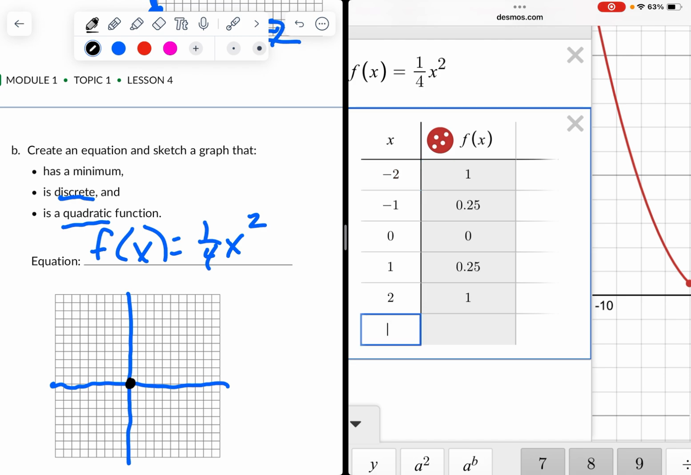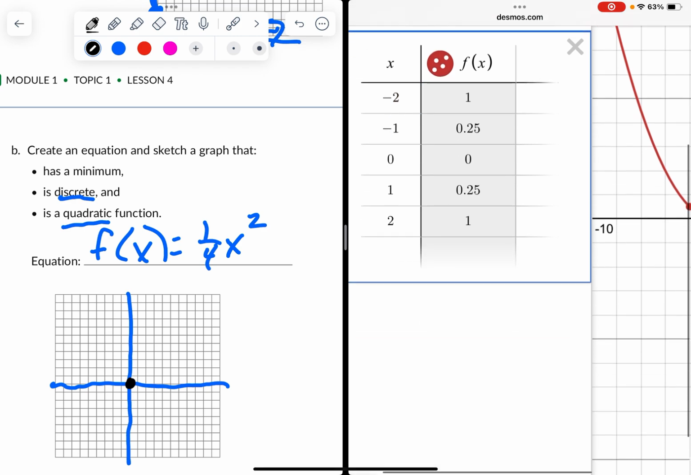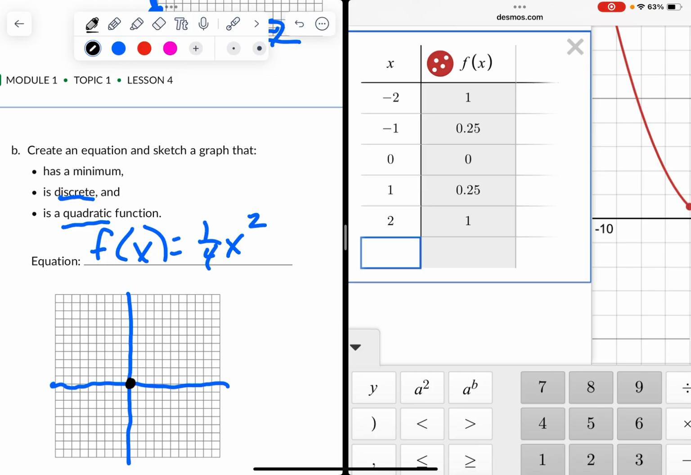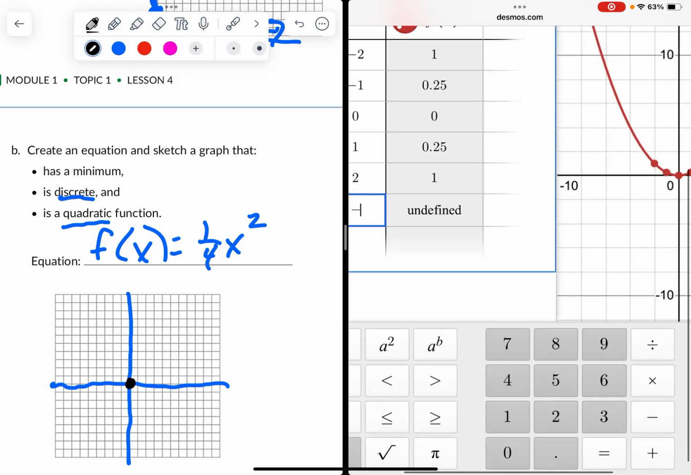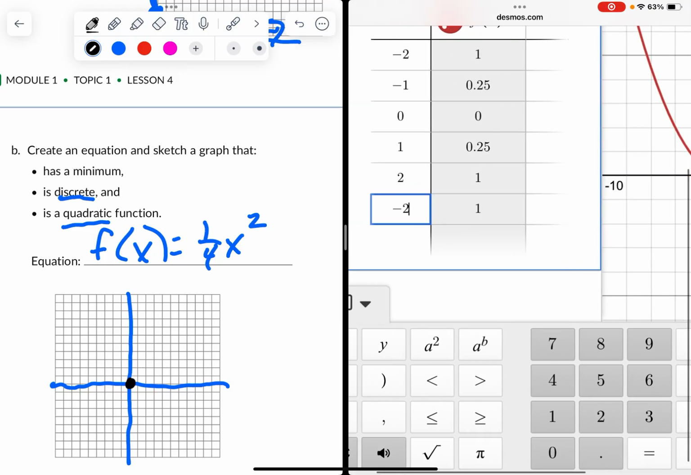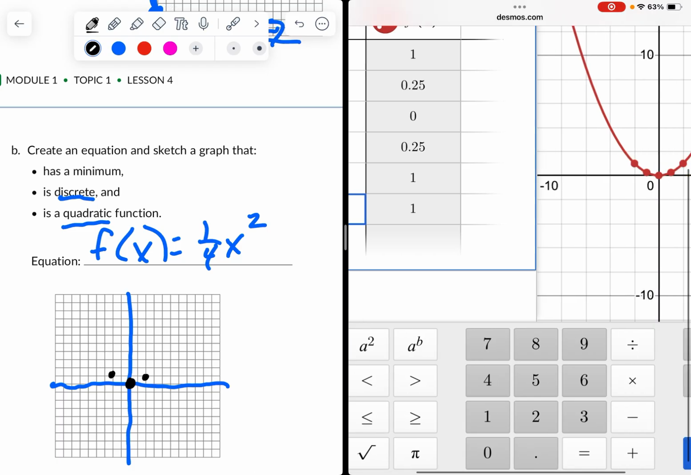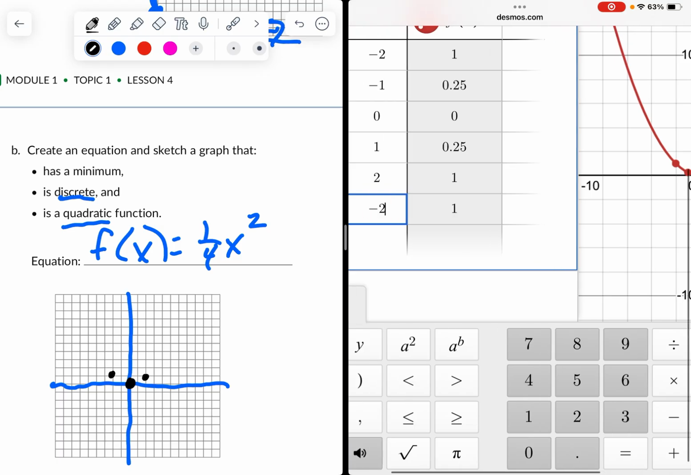So I see 2, 1, and I know quadratics are mirror images, so I'd be willing to bet that if I had a -2, I'm going to add -2 for my x. Look, it's also going to be at 1. So 2, 1, I'm going to graph that right now. -2, 1. So there's some points. I want to get a few more points.